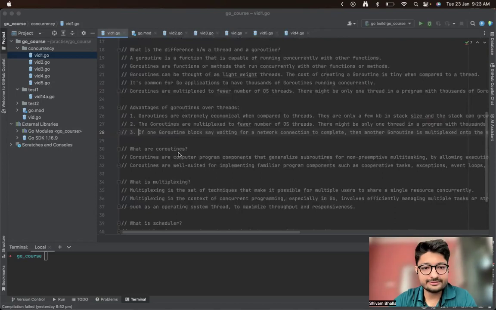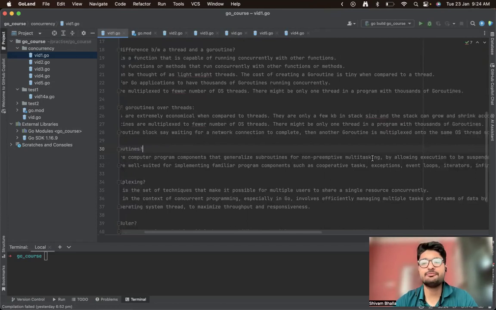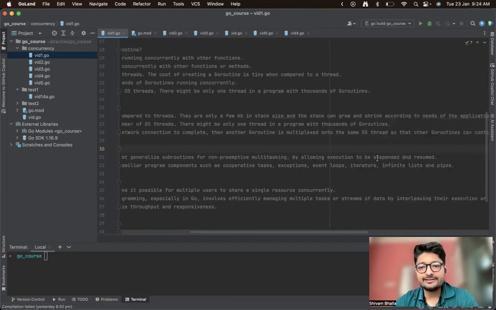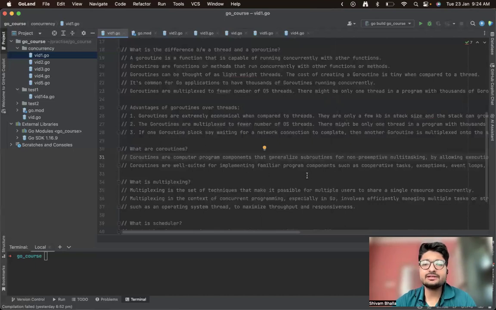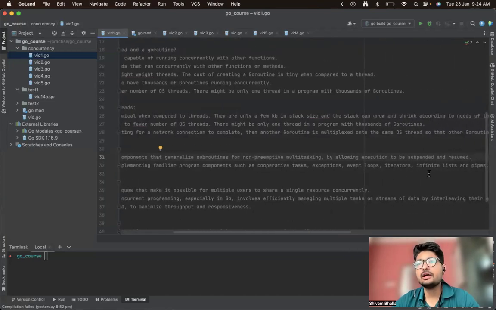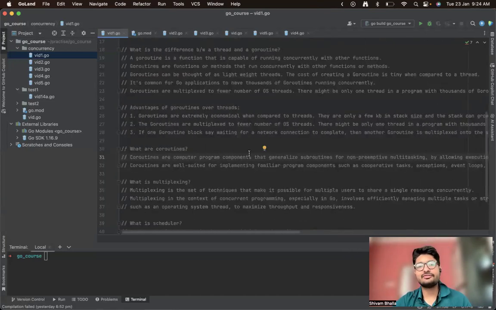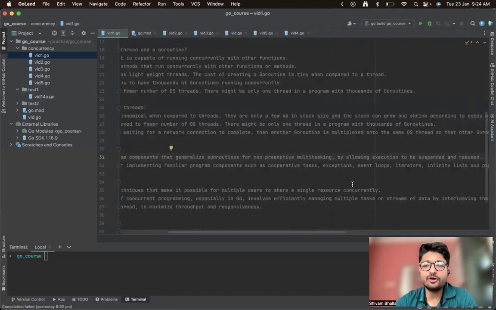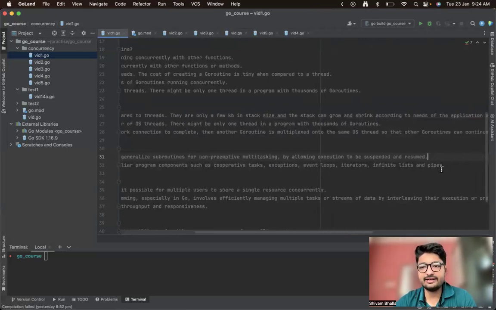Okay. Now, what are coroutines? Coroutines are also a concept that might be asked in some interviews, so that's why I put it here. Coroutines are computer program components that generalize subroutines for non-preemptive multitasking by allowing execution to be suspended and resumed. Coroutines are well suited for implementing familiar program components such as cooperative tasks, exceptions, and event loops. They are also like routines, but they run and wait for different event loops, iterators, event lists and pipes.